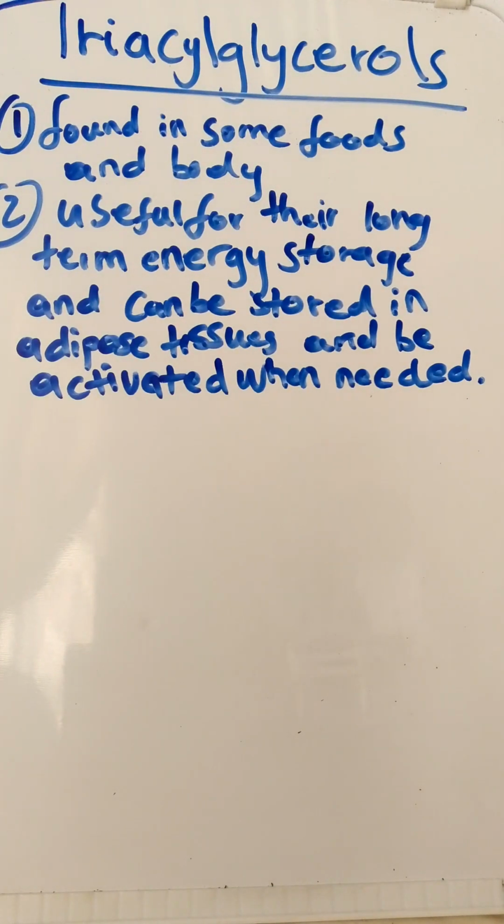But let's look at the second lipid, which is also known as the TAGs, the triacylglycerols or the triglycerides. So this kind of lipids, they are commonly found in some foods and in the body. Their main function is long-term energy storage, and they can be stored in adipose tissue. Actually, it cannot be stored. It is being stored in adipose tissues or adipose cells and be activated when needed. So these triacylglycerols are being stored in these adipose cells, and then they are going to be activated when the energy is needed.